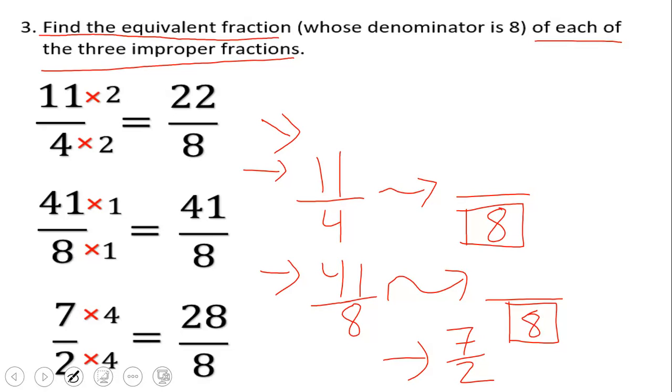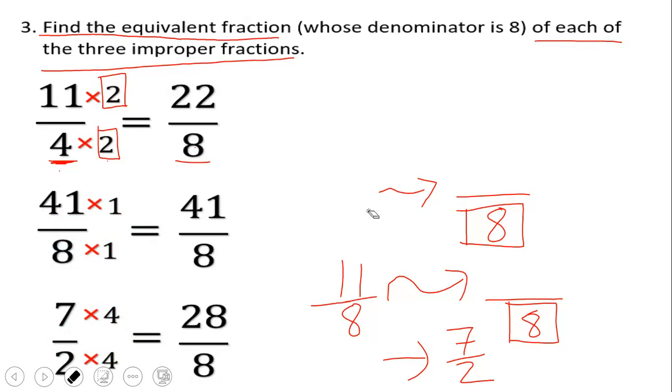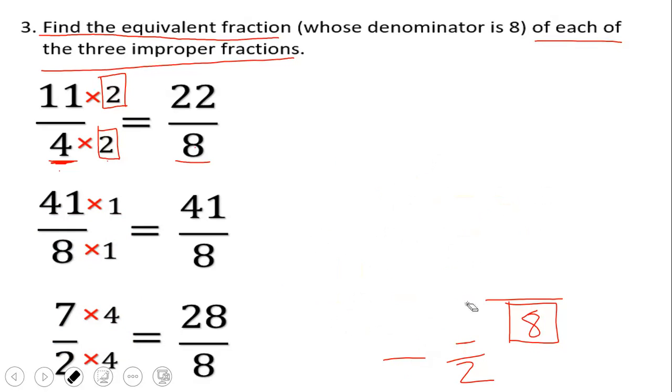We can find equivalent fractions by multiplying the numerator and the denominator by the same integer. So we ask ourselves the question, what number, when I multiply it by 4, am I going to get 8? And the answer is 2. So we take 2 and we multiply 2 by the denominator and we multiply 2 by the numerator. 4 times 2 is indeed 8, and 11 times 2 is indeed 22.